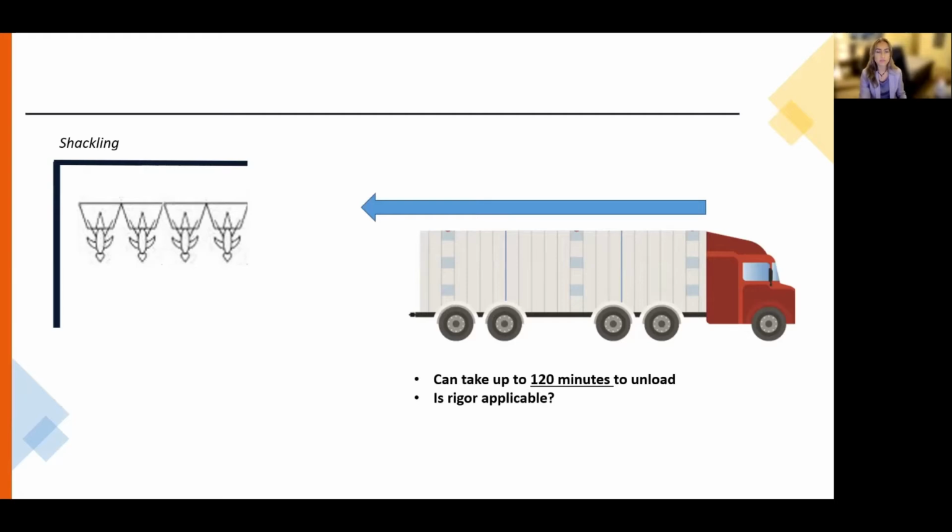At this point, it wasn't really sure if rigor was applicable as a method of differentiating which ones were DOAs compared to which birds had been stunned on that truck, as the birds that had been stunned on that truck for 120 minutes could be just as stiff as the birds that maybe had died an hour prior to stunning.